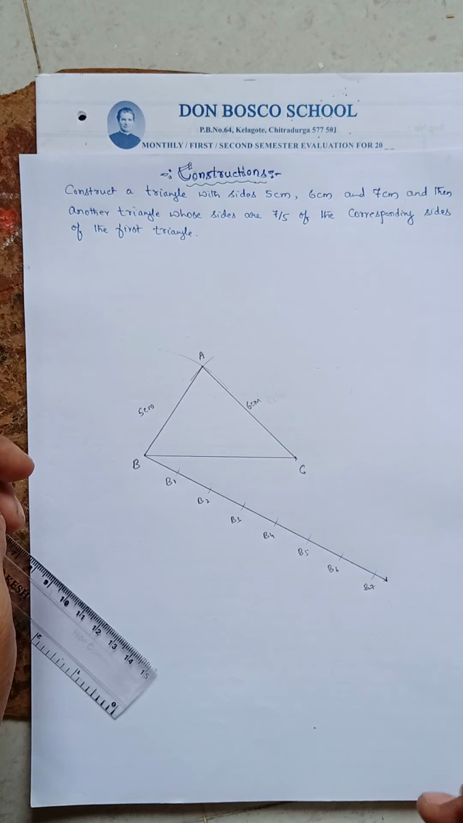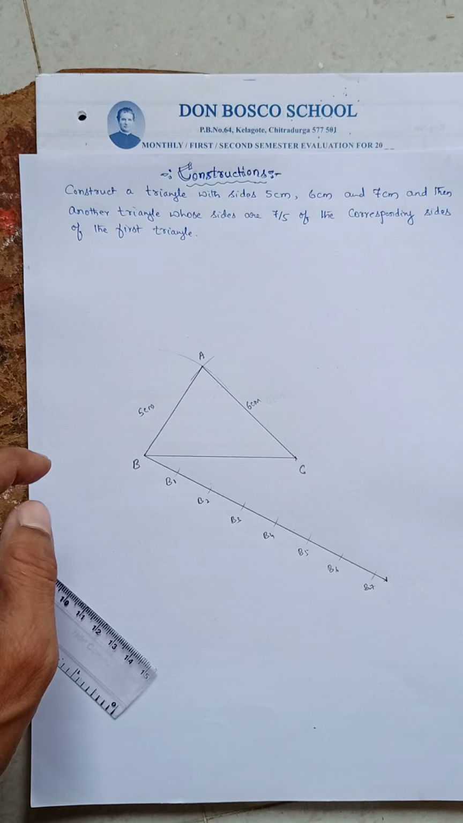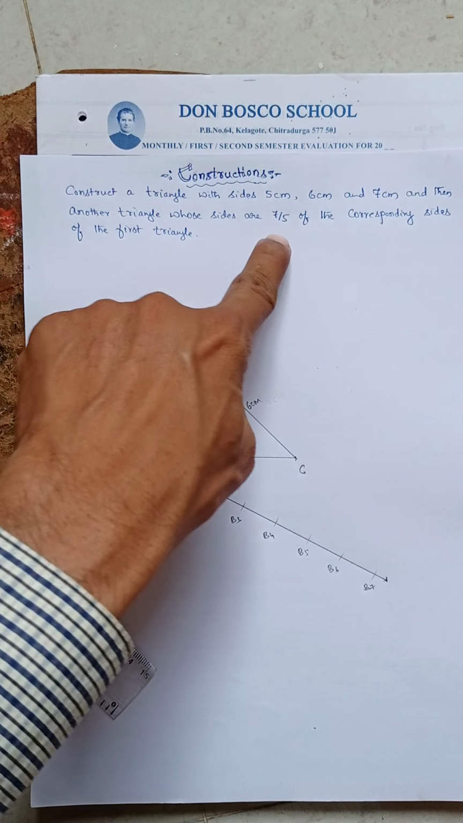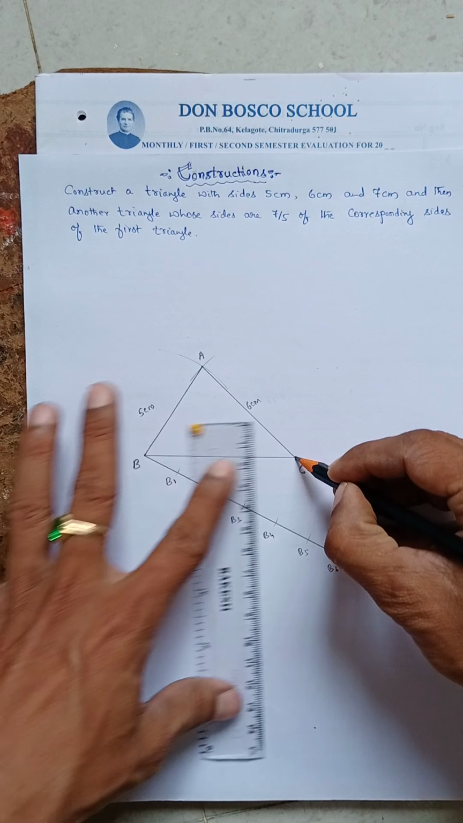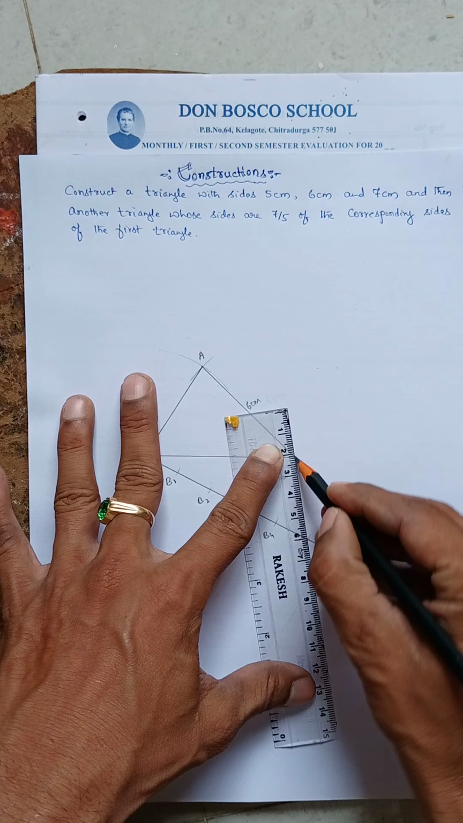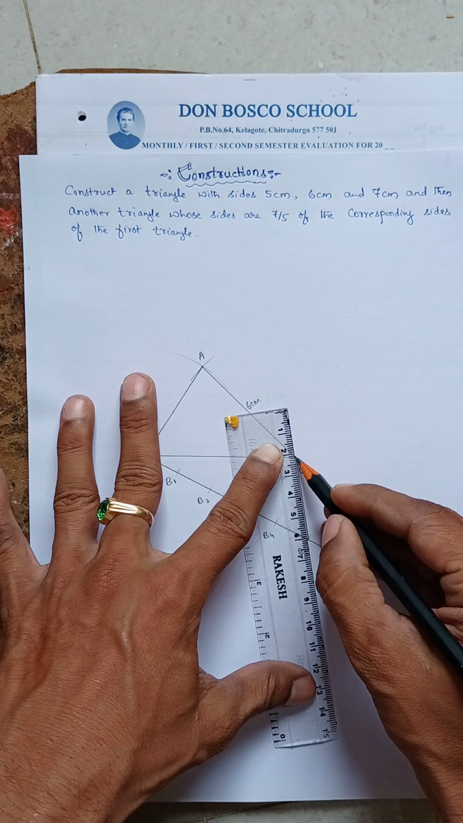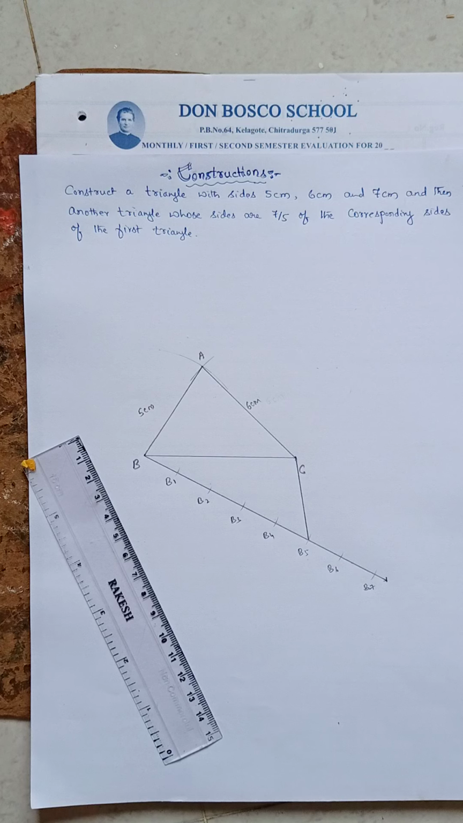Now the numerator is greater than the denominator. Hence here the denominator part is 5. Now you have to join B5 and C. This is the difference between the first construction and this construction. When the numerator is greater than the denominator, you have to take it like this.